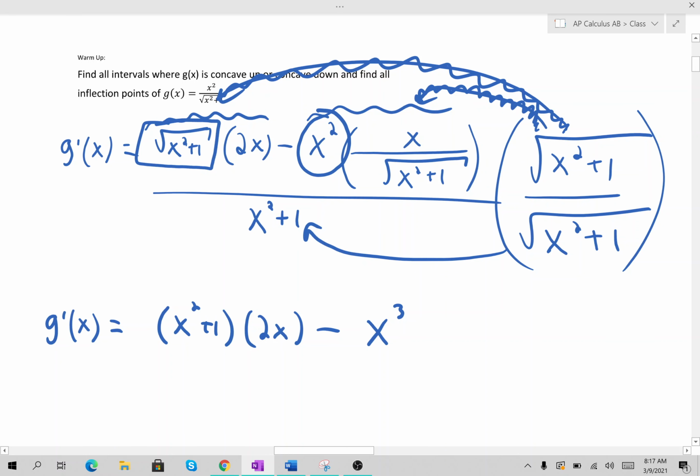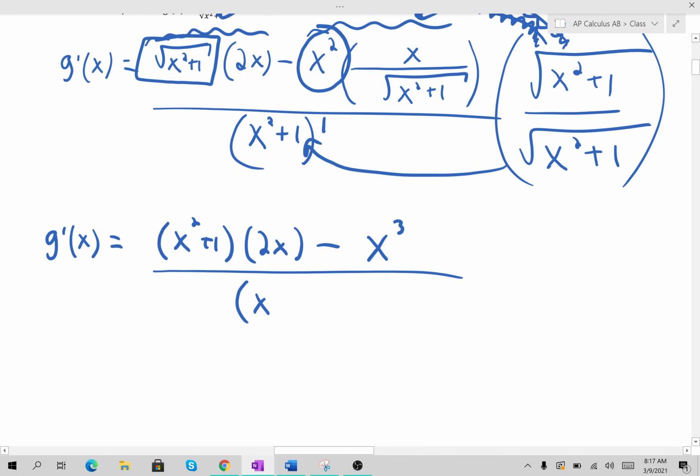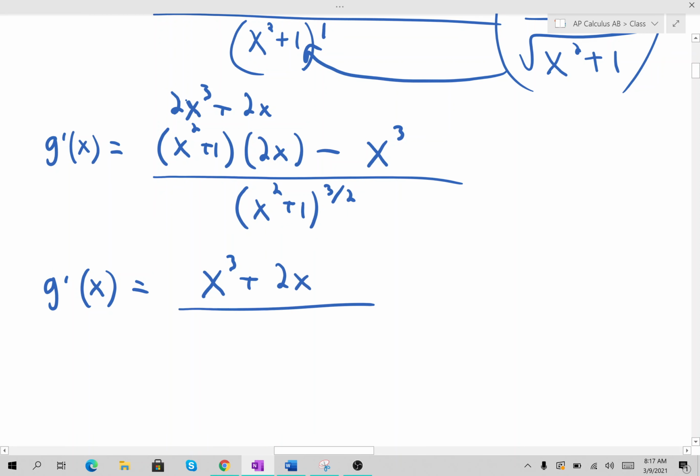All right. So that's all over x squared plus 1 to the first power, and we're multiplying that by x squared plus 1 to the 1/2 power. So we are going to get x squared plus 1 to the 3/2 power. And that's going to boil all the way down. If you distribute the 2x, right here you get 2x cubed plus 2x. And then we're subtracting off an x cubed. So we get x cubed plus 2x over x squared plus 1 to the 3/2.